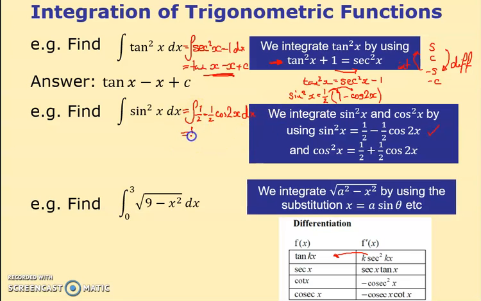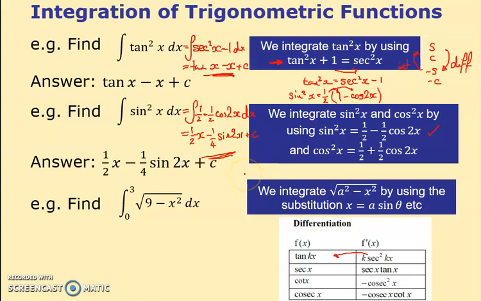A half becomes a half x out of the power. And a negative half cos 2x. Now, it will become a sine 2x. It will stay as a negative, because my rule tells me it does. But it's a half now, but because it's cos 2x, the 2 has to go on the bottom as well. I end up with a quarter plus a constant. Half x minus a quarter of sine 2x plus a constant, which is right.